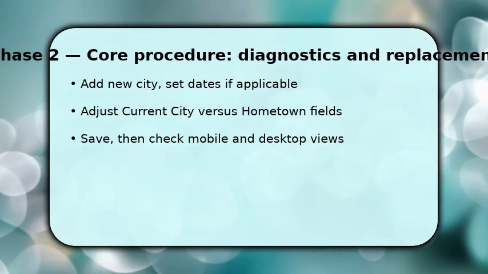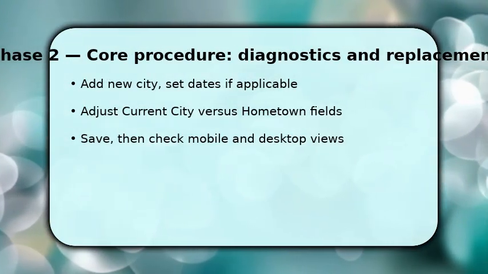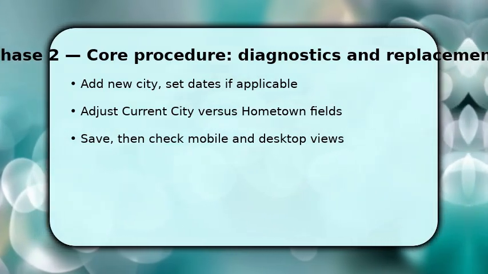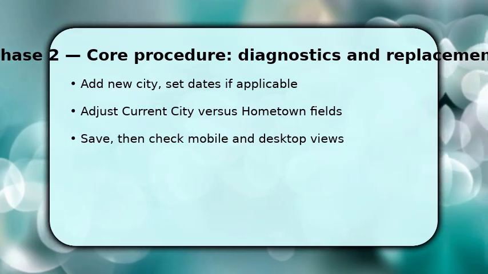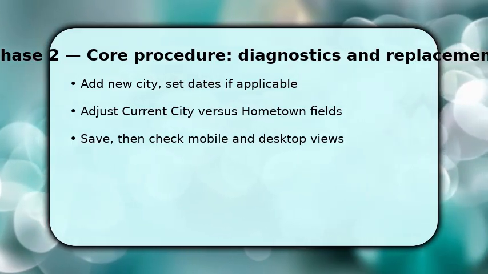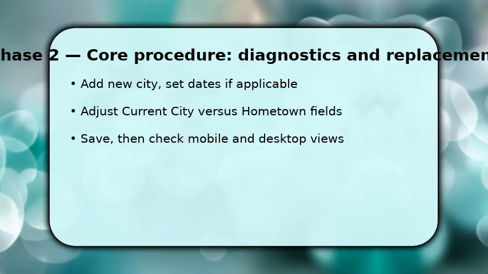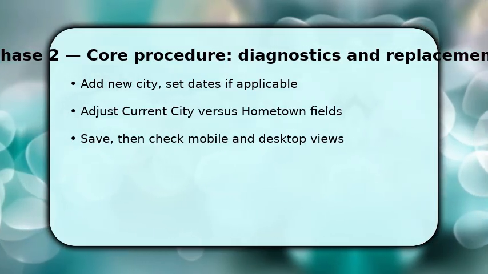You now add the new city in the current city field, selecting the official suggestion from the drop-down. This links to Facebook's location database. If you moved, add dates to show the move timeline. This helps friends and privacy filters. Make sure to change hometown only if that actually changed, because they behave differently.